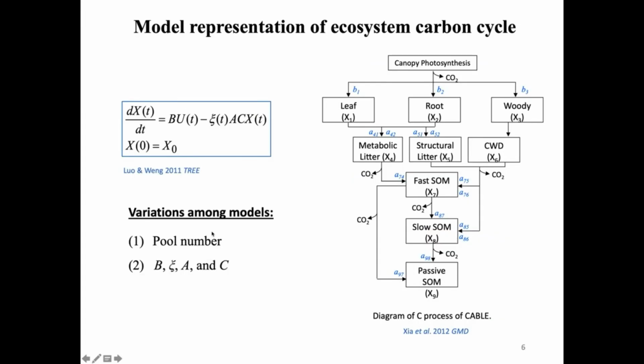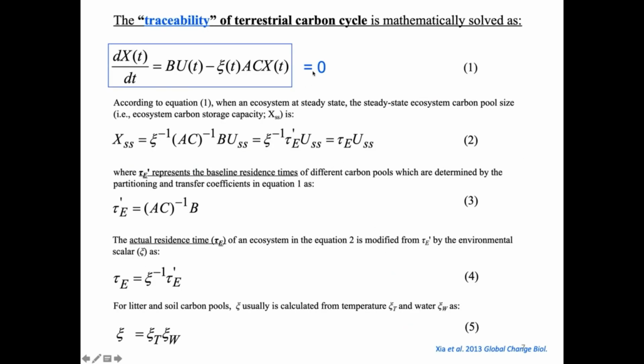The above properties can be represented by this matrix equation. The right panel shows the box arrow diagram of the CABLE model. Different models could have different pool numbers and different values in the vector B and matrices C, A, and C, but they can be unified by this matrix equation. At a steady state, the change in total carbon storage over time is 0, so we can solve this equation for the steady-state ecosystem carbon storage, or what we call carbon storage capacity.